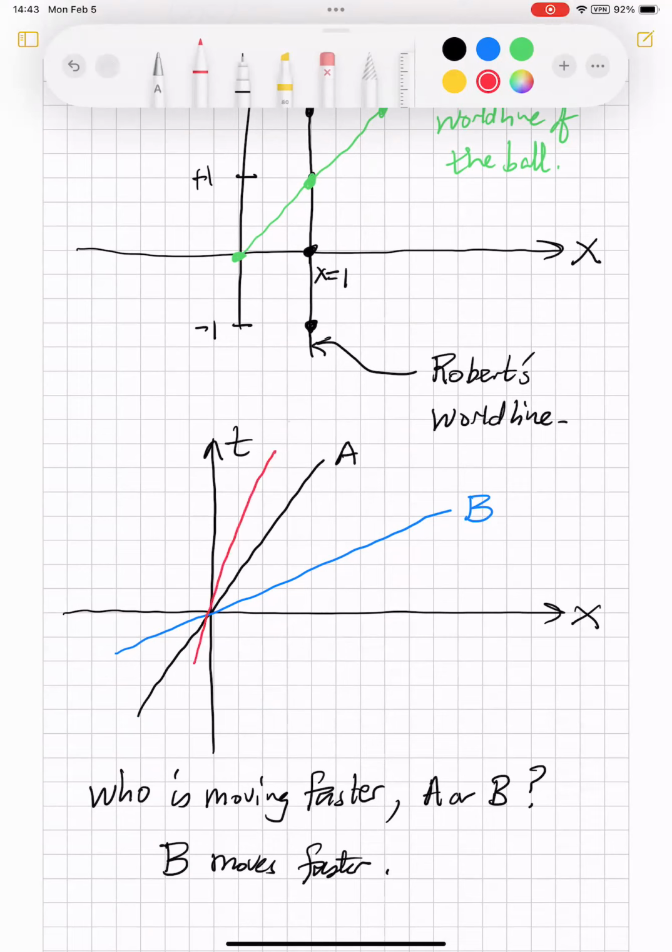So if I put C over here, C is moving more slowly than A. A is moving more slowly than B, and B is moving more slowly than C. So the more gentle your gradient, the faster you're going. D is going fastest. The steeper your gradient, the slower you're going. C has the steepest gradient, and it is moving most slowly.